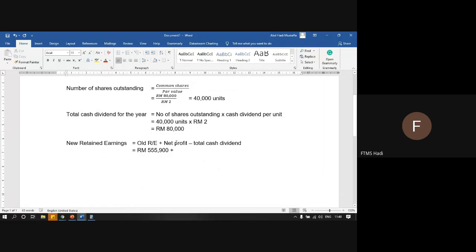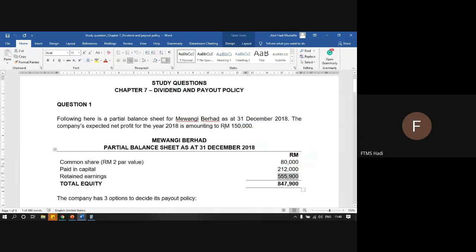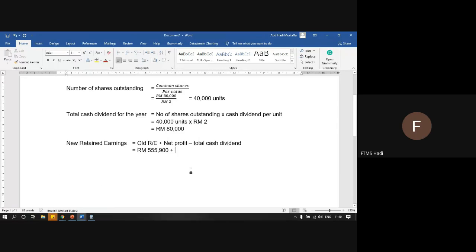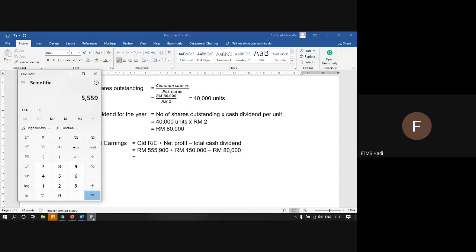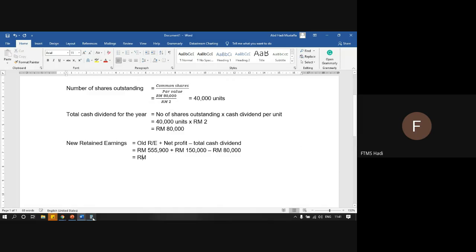Plus net profit. Okay, how do you get net profit? Look back at this question. The company's expected net profit is 150,000. Minus cash dividend. Cash dividend from this one, bring it down there, which is RM80,000. So if you press the calculator, you will get 555,900 plus 150,000 minus 80,000, which is 625,900.